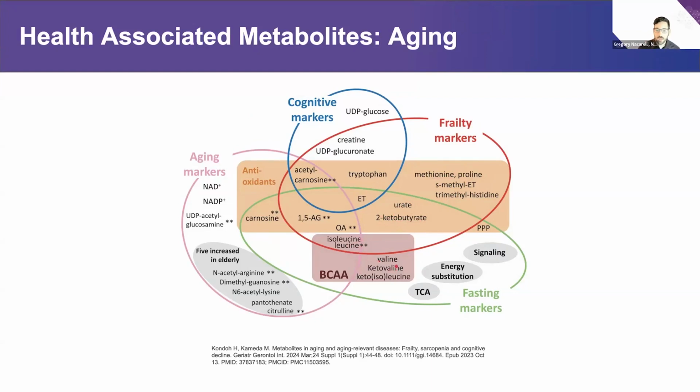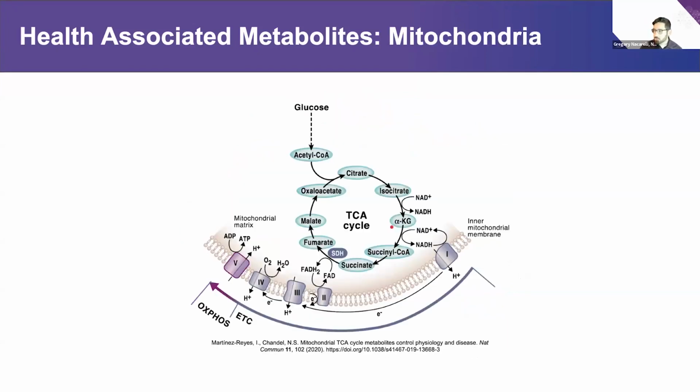So what are alterations in that are also associated with aging states? So you could assess that as well for aging. Mitochondria is probably the most common associated metabolites that people will look at for health and disease states. And so for mitochondrial health, essentially you're looking at the TCA cycle, citrate, isocitrate, alpha-ketoglutarate, etc.